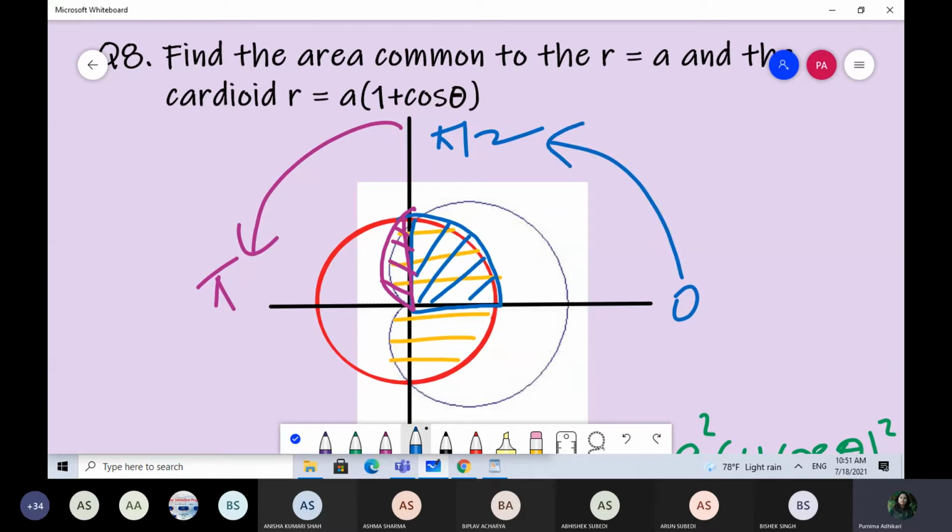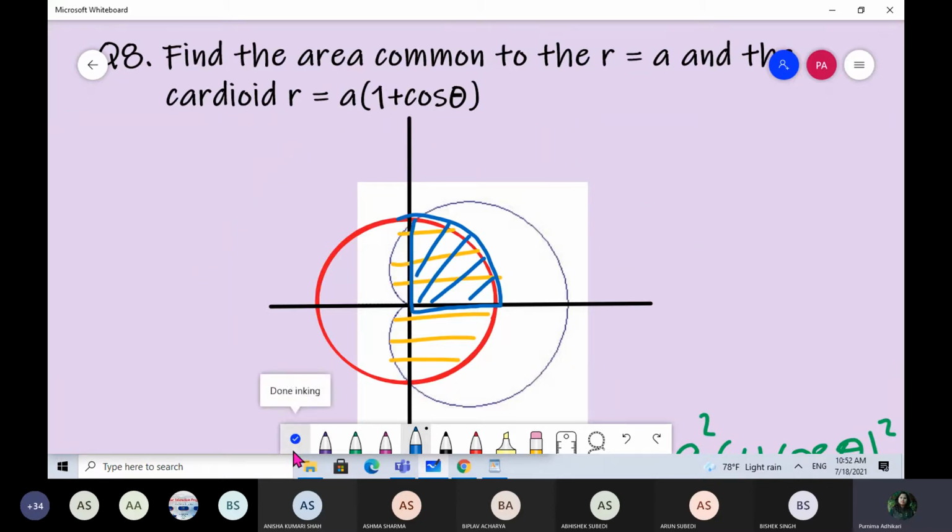Okay, so what are you going to do? From 0 to pi by 2, you are going to find out area of a circle only, and from pi by 2 to pi, you are going to find out area of cardioid only, and then add these two areas and multiply by 2 for your total area. Okay, that's how you are going to go.